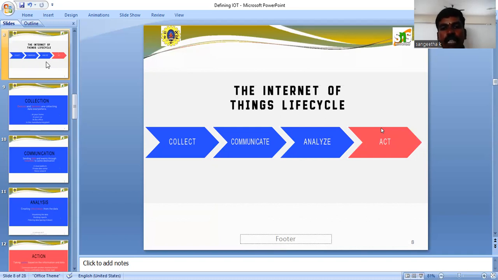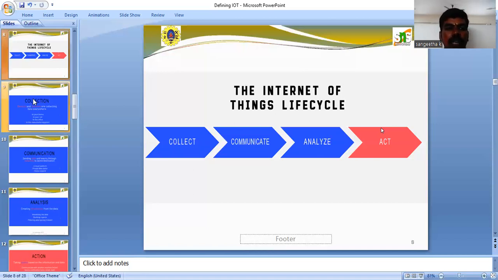Collect means data collection. Communicate means the instruction or data is to be communicated or shared to the corresponding destinations, and possible operations should be enabled. Then analyze: whether the corresponding operations are suitable for the particular system or not. That is to be analyzed. And after analyzing, the function is to be implemented to execute. So these are the basic operations of the Internet of Things life cycle.